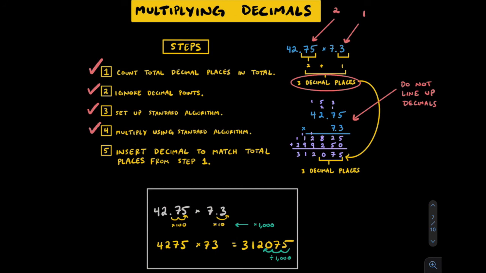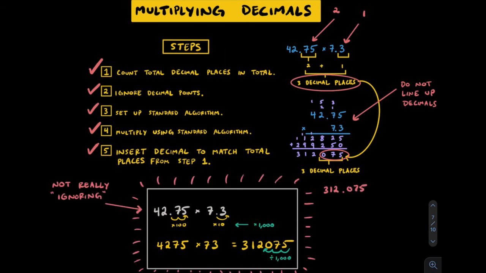And finally, in step 5, we're going to insert the decimal into the product to match the total places from step 1. Since we sort of ignored 3 decimal places in our factors, we need to bring back 3 decimal places in our product. The final product here would be 312 and 75 thousandths.